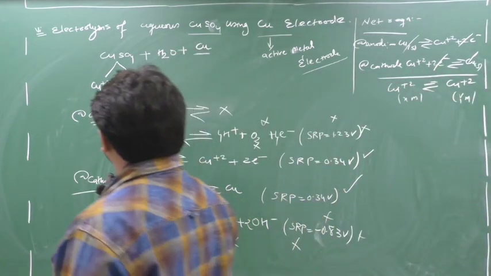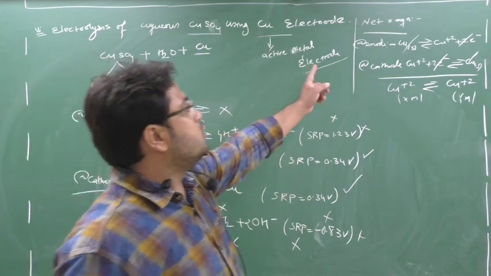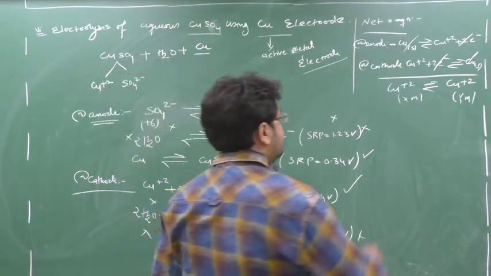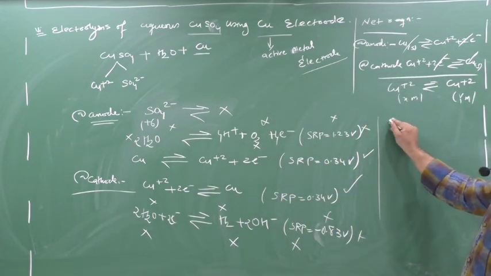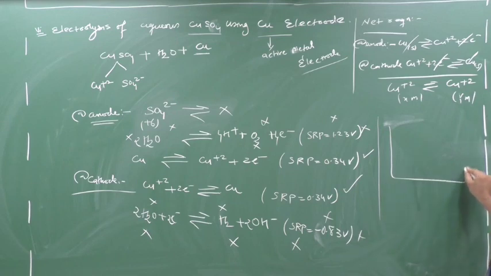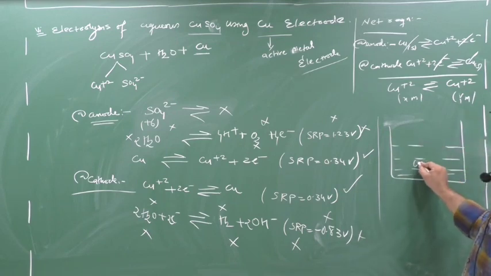So in short, in the electrolysis of aqueous CuSO4 using copper electrodes, Cu2+ is formed at the anode and Cu is formed at the cathode. See what actually happens at the anode. There is an electrolytic cell, and here I have filled CuSO4.